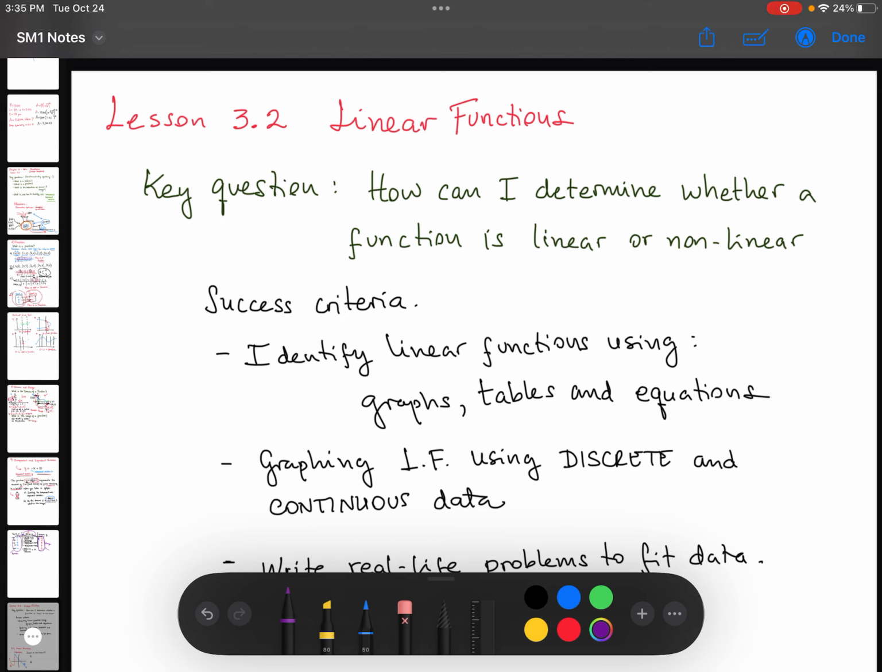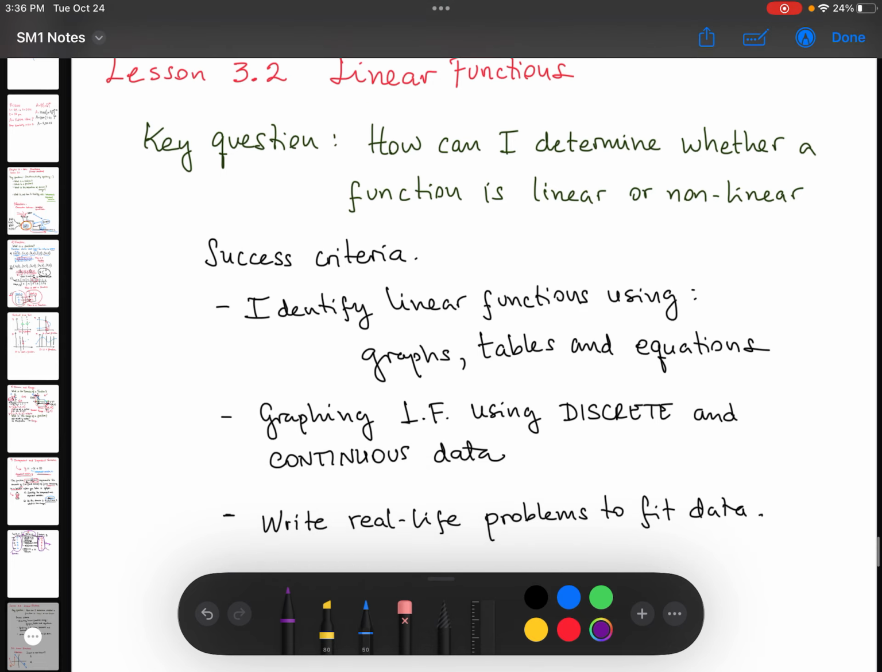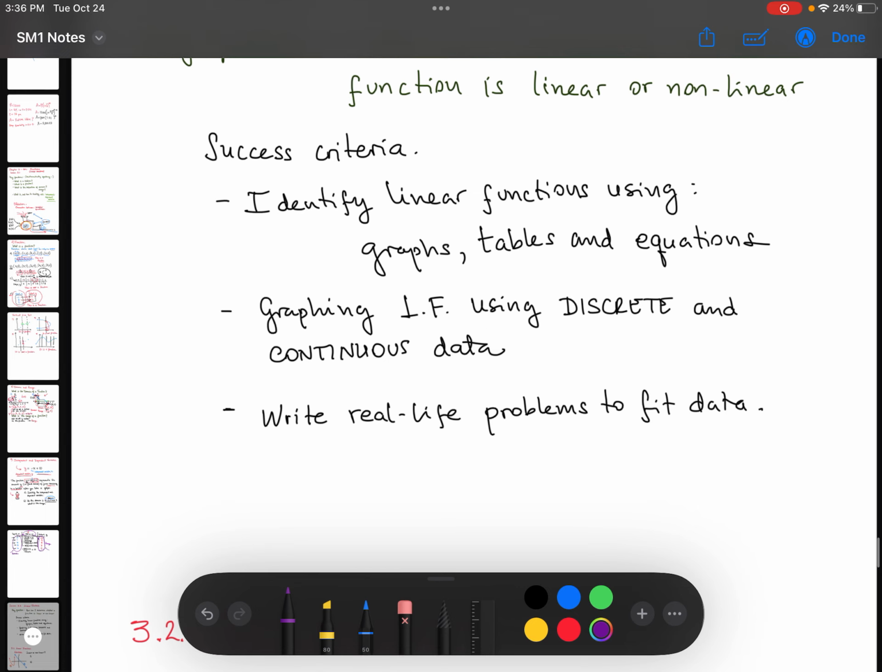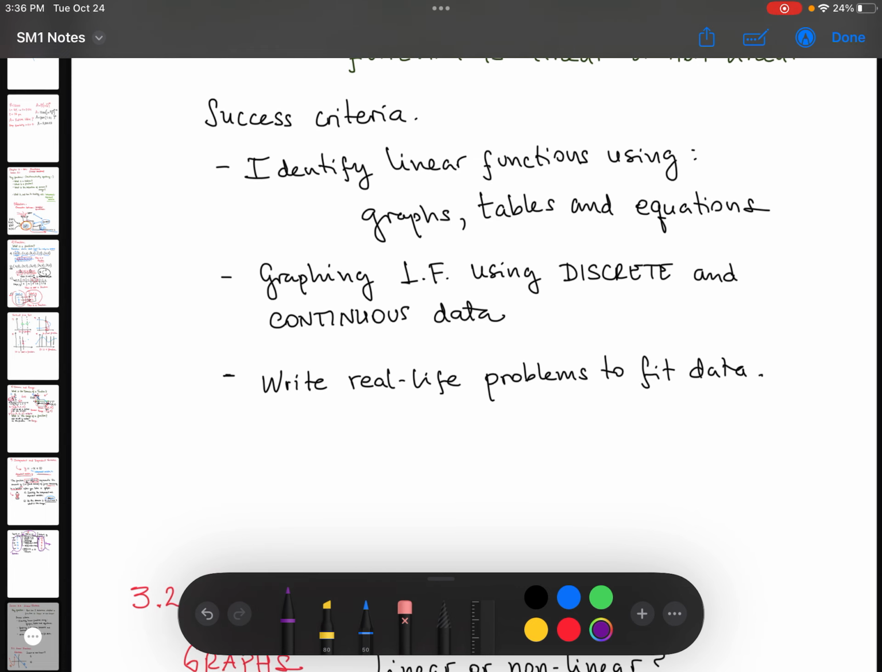Now, from here on, we are going to assume that every single one is a function, with just a couple of exceptions. So from here on, based on certain characteristics, we are going to determine whether that function has characteristics of a linear function. So the key question for this lesson is, how can I determine whether a function is linear or nonlinear? What elements are going to help me identify that?